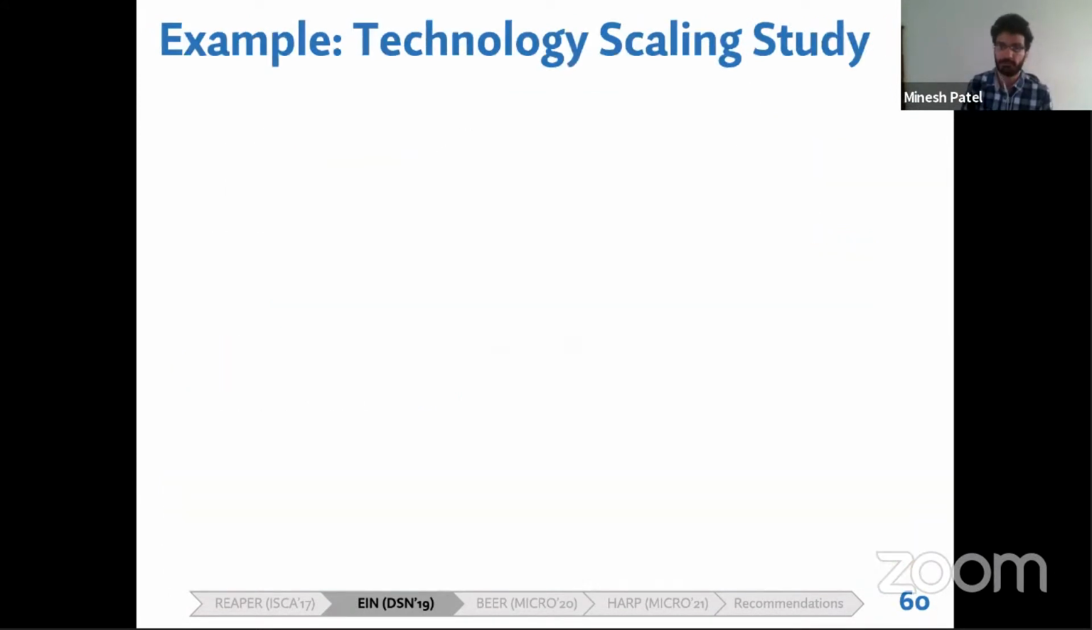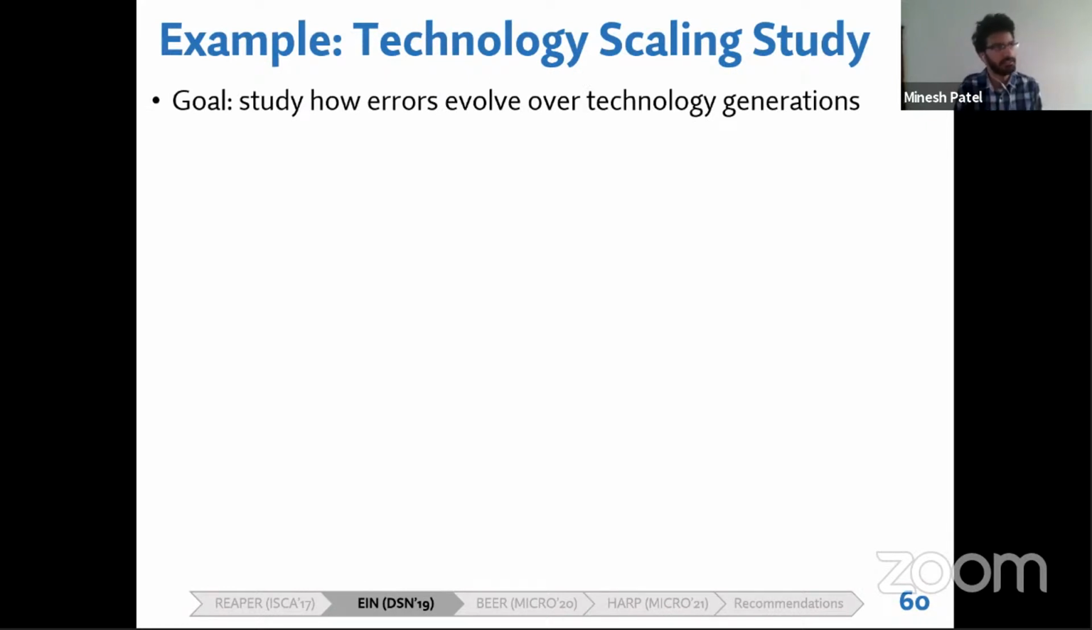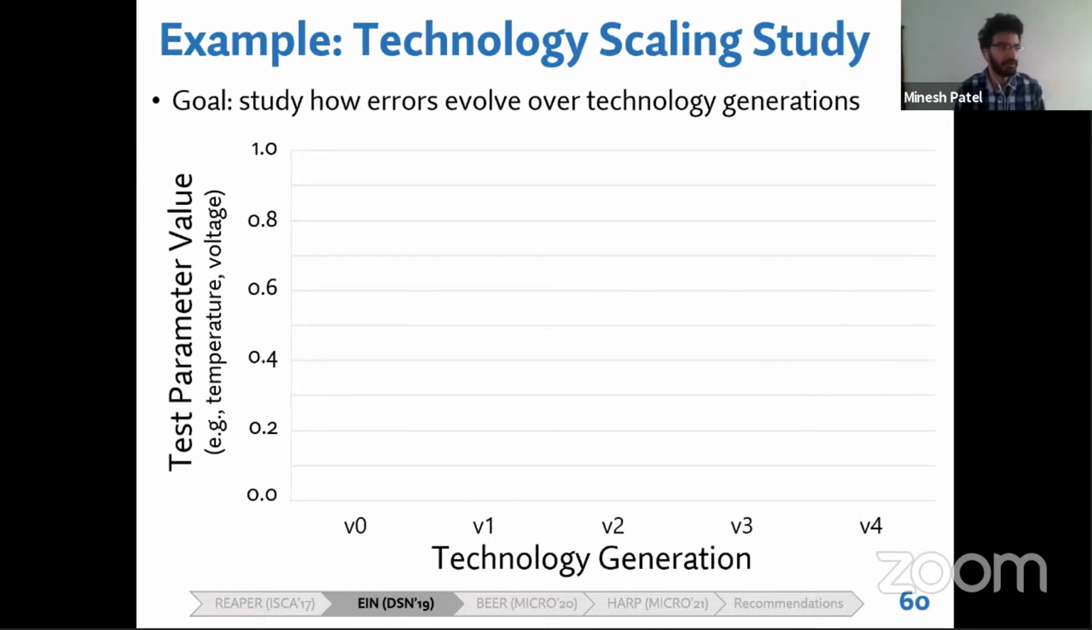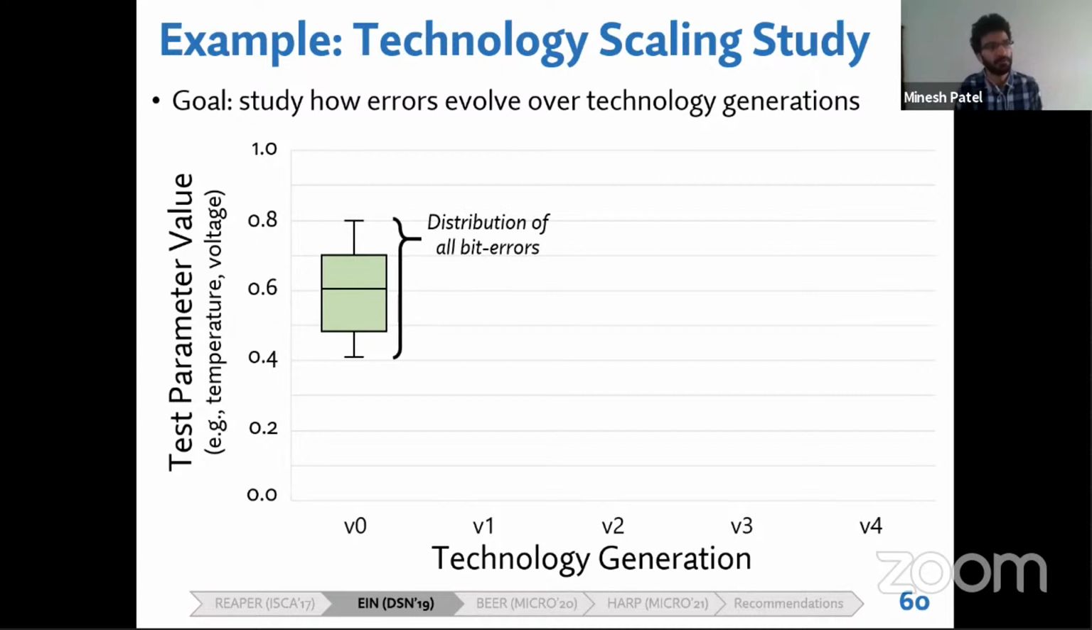So let's take a look at an example of an error characterization study that we might conduct and how on-die ECC interferes with it. So in this example, we're going to walk through a technology scaling study. And so the goal of this study is to look at how errors evolve across different technology generations. So here I show a cartoon graph where along the x-axis, we show different technology generations, V0 through V4. And on the y-axis, we show some sort of testing parameter value. So you can pretend this is temperature or voltage or some other parameter that we're testing in the study. So here, let's say we get some experimental data for device V0. And what this box plot here shows is the distribution of all bit errors within the device. And so we see that these errors fall within the range of y equals 0.4 to 0.8.